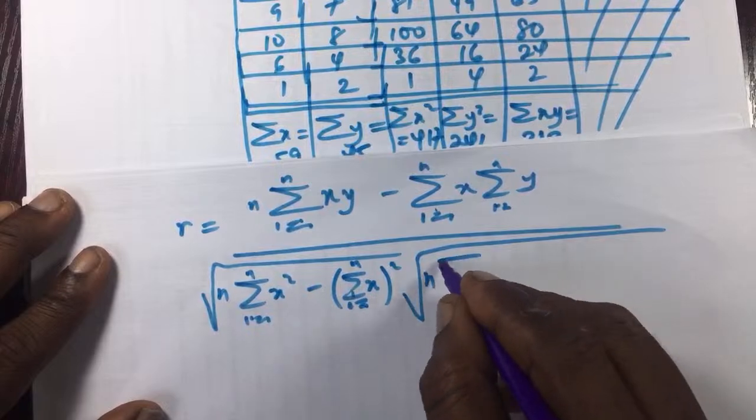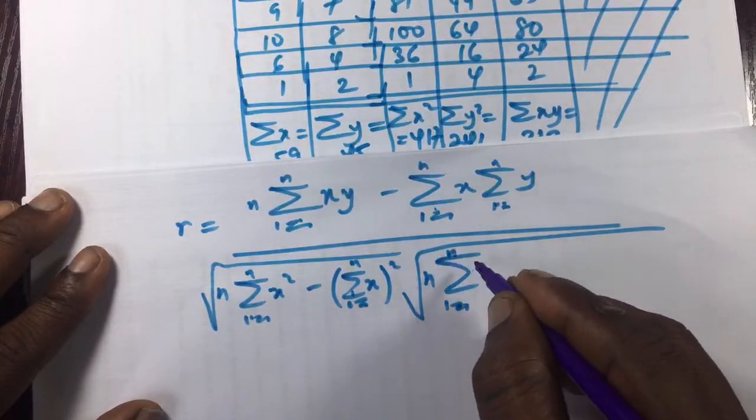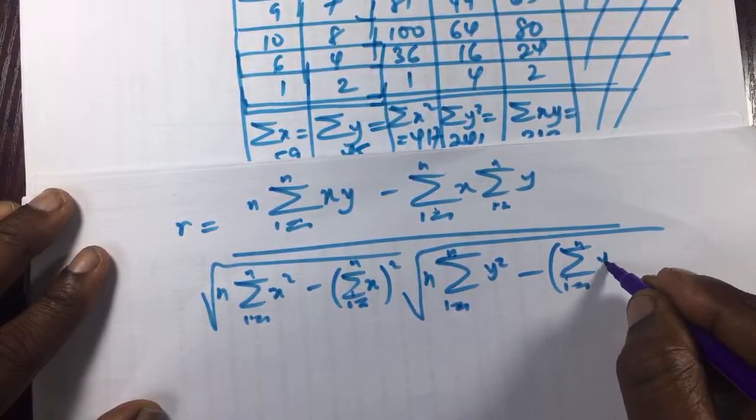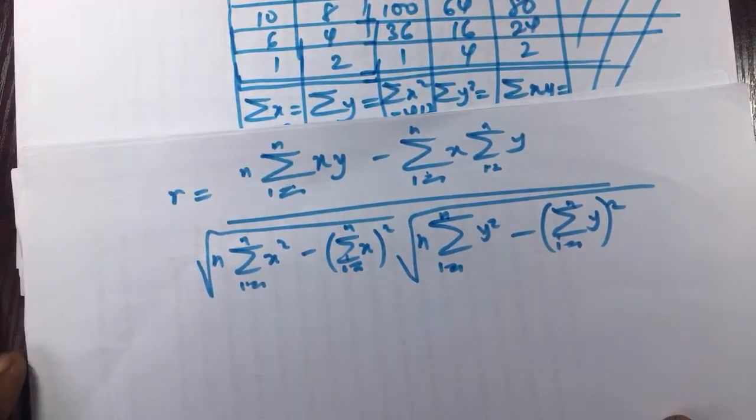And here you have summation from i equals 1 to n y squared minus summation in bracket from i equals 1 to n y all squared. Now, this is the formula.